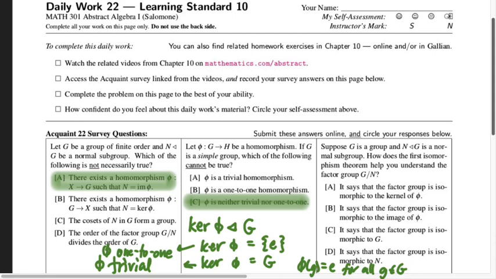Whew. Last question. So if I have a normal subgroup N of G, how does the first isomorphism theorem help me to understand the factor group?